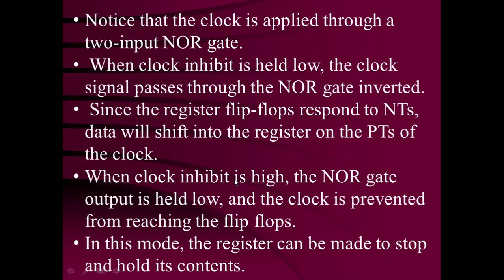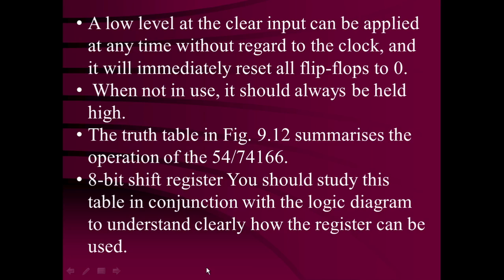When the clock inhibit is high, the NOR gate output is held low. That means the output of the NOR gate is stuck at low. The clock pulse will not be allowed to pass through the NOR gate. The output of the NOR gate remains low, 0, and that means the clock pulses are prevented from reaching the flip-flops. In this mode, the register can be made to stop and hold its content.